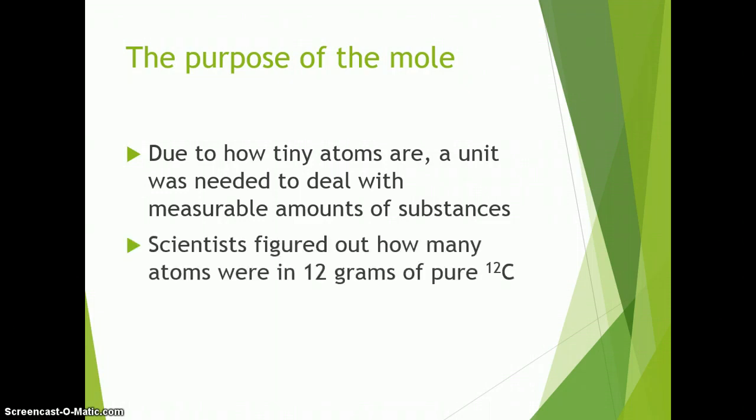So scientists went and figured out they got pure carbon-12, which means carbon-12 with no other isotopes, and they got 12 grams of pure carbon-12 and figured out how many atoms were in that sample. And that sample is the basis for our unit, the mole, and that number, which you need to know, is 6.02 times 10 to the 23rd.